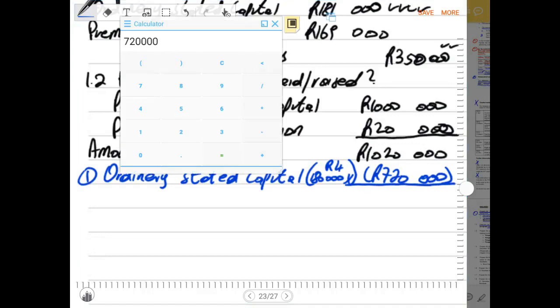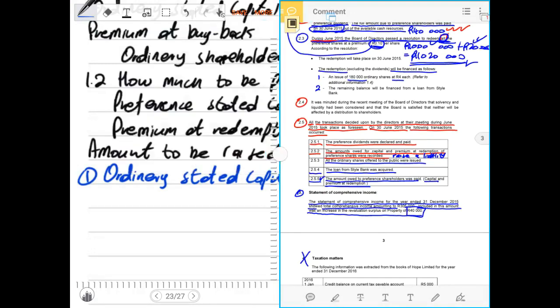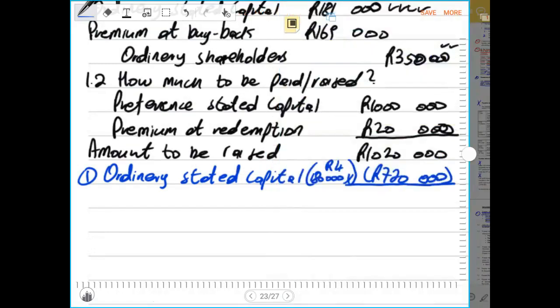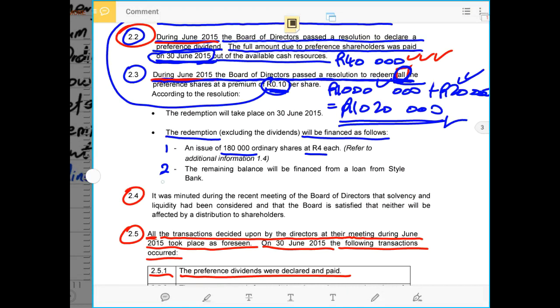However, 720,000 is not enough, because if you say 720,000 less 1,020,000, there is still a balance to be raised. There is still 300,000 that we need to raise. So now we don't have enough money as yet. Therefore, instruction number 2 will tell us how this money must be raised.